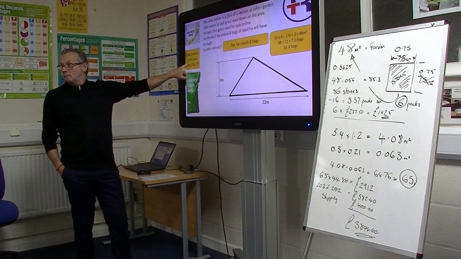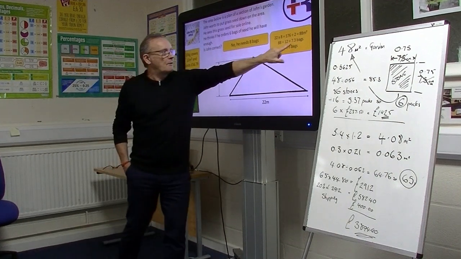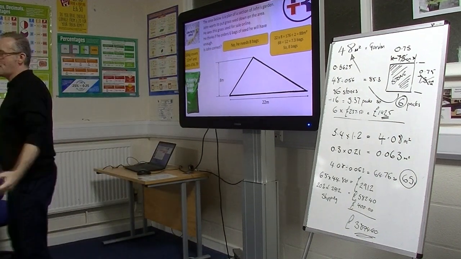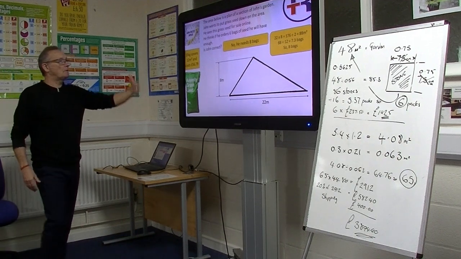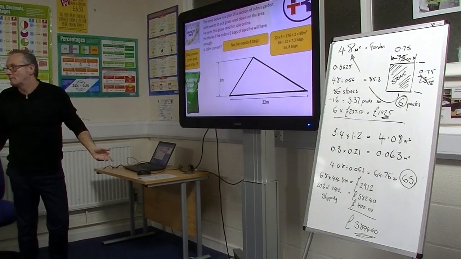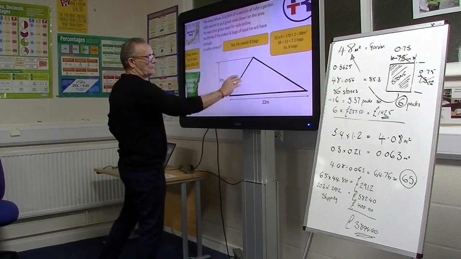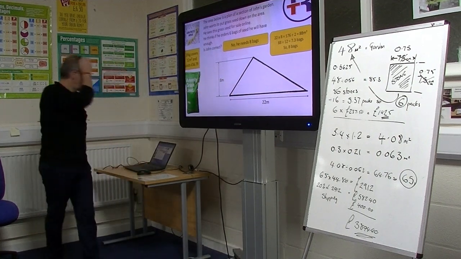Divide it by 12. 7.3 bags. You can't buy 0.3 of a bag. So he's got to buy 8 bags. So no, John's not going to have enough. He'll have a little bit of garden with no grass on. Okay? A little bit of garden with no grass on.